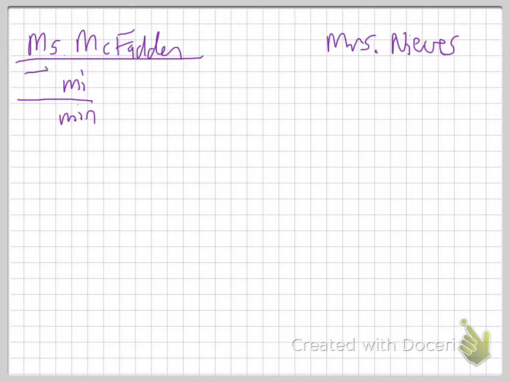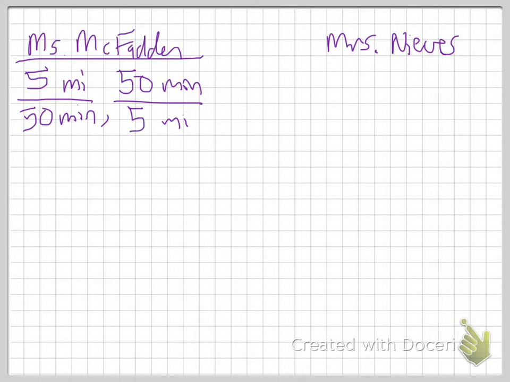When it says per minute, we know that has to go on the bottom. So Ms. McFadden can run 5 miles, and she takes 50 minutes to run 5 miles. And then when we express the rate the other way around with minutes on top and miles on the bottom, nothing changes except for the order we put the numbers. So that means that in 50 minutes, Miss McFadden can run 5 miles. So those are her rates, and we haven't done anything to them yet, but we will.